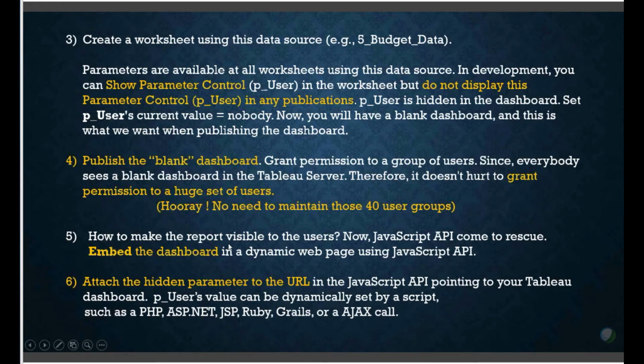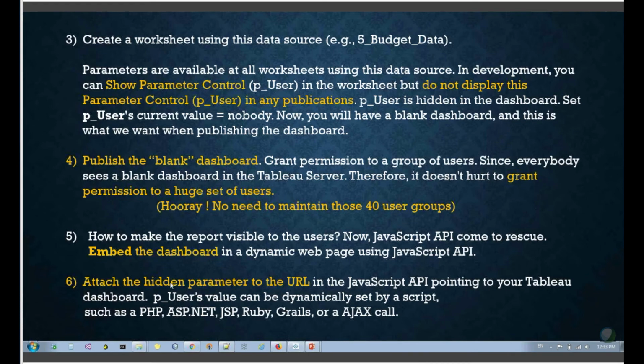So you have a question: how to make the report visible to the user. So now you need a JavaScript API. JavaScript API comes to help you. You embed your report dashboard into a dynamic web page, then use a JavaScript API to get the report from the server. In the JavaScript API query string, you can attach the hidden parameter with a correct user P value to the API. Then the JavaScript API will get the Tableau report for you.